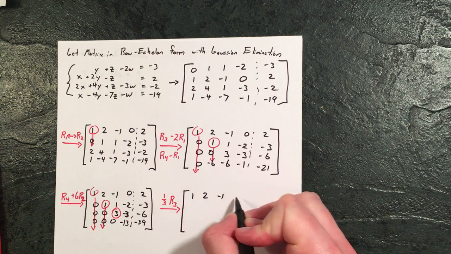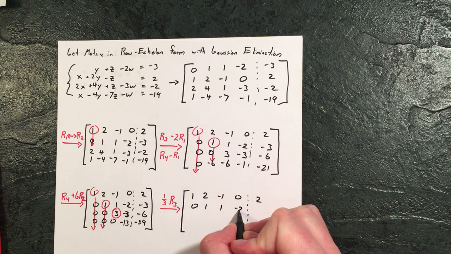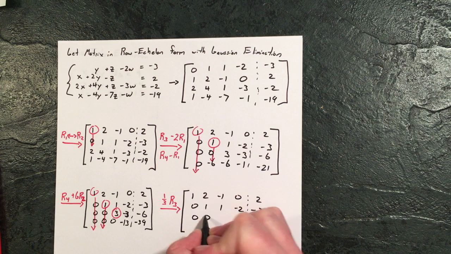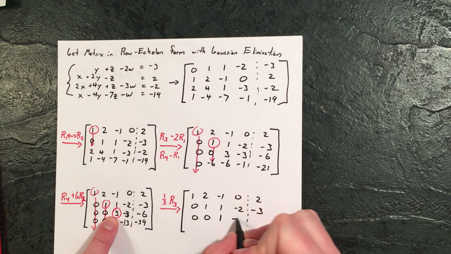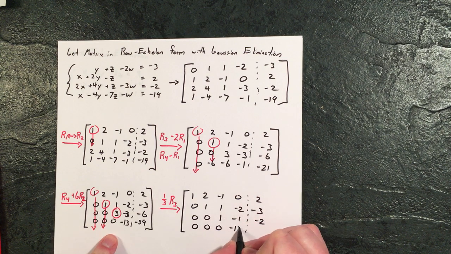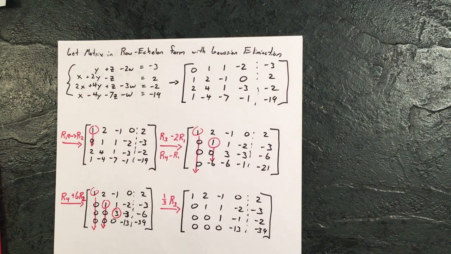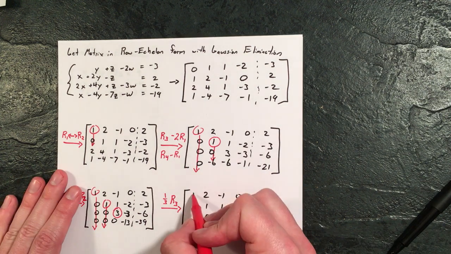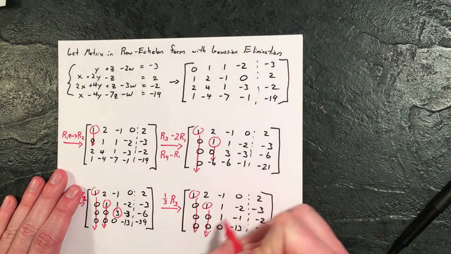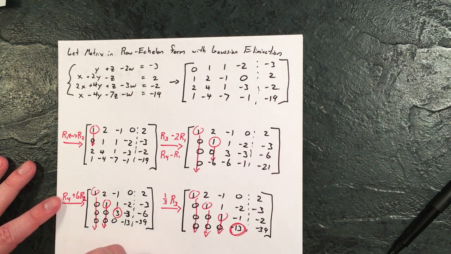So keep the first 2 rows the same. Dividing by 3, 1, negative 1, negative 2. And we didn't touch the last row yet. And then finally, we have 1s on the diagonals and 0s below it. This is good. However, this negative 13 isn't quite what we want, so we want to take negative 1/13 of row 4.